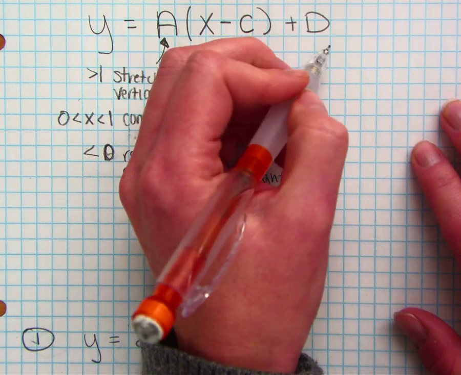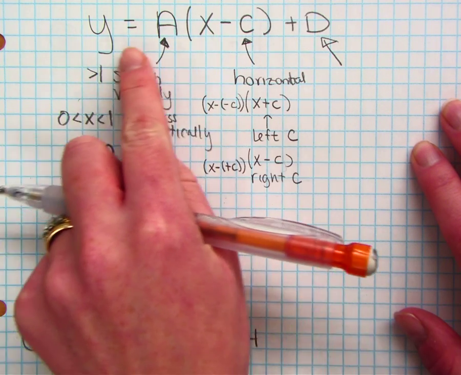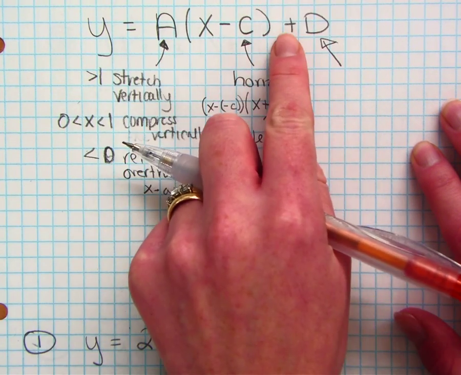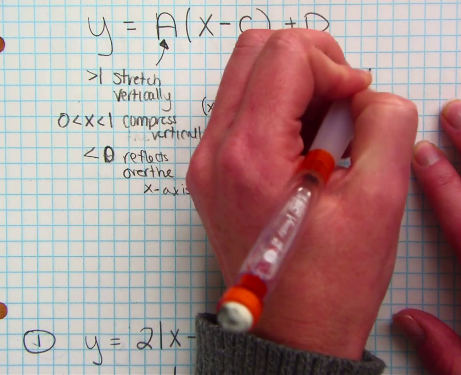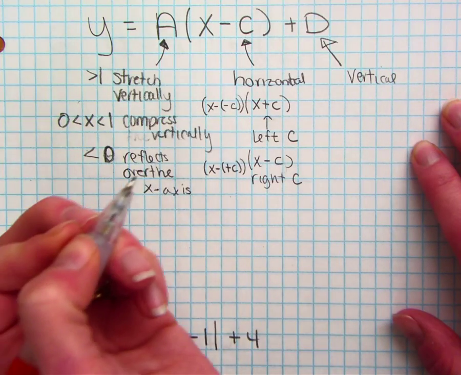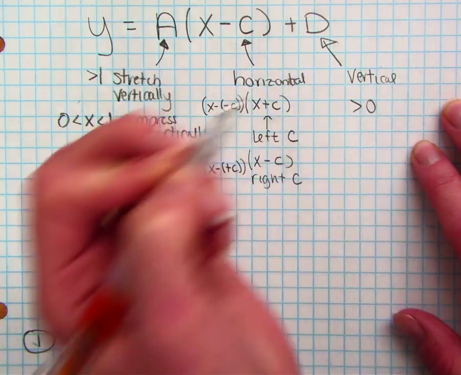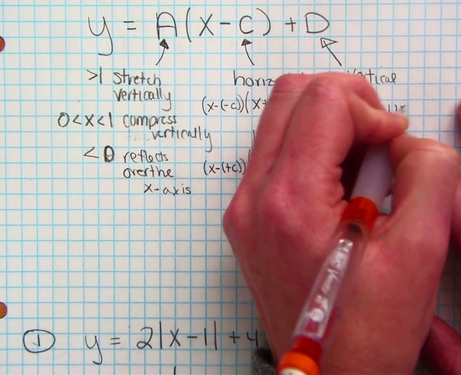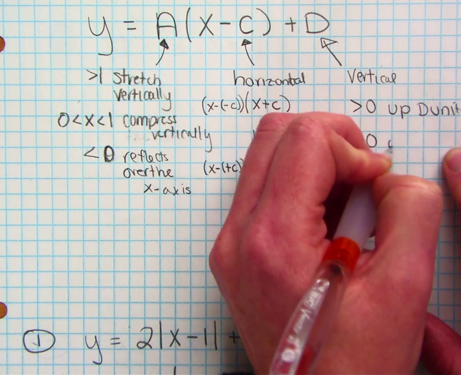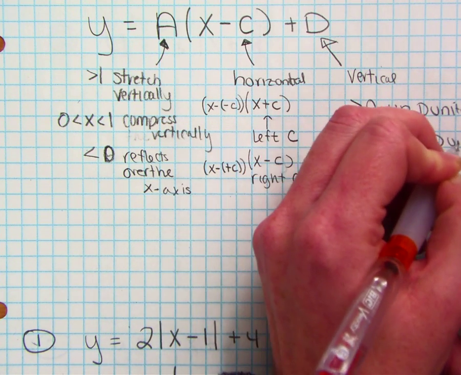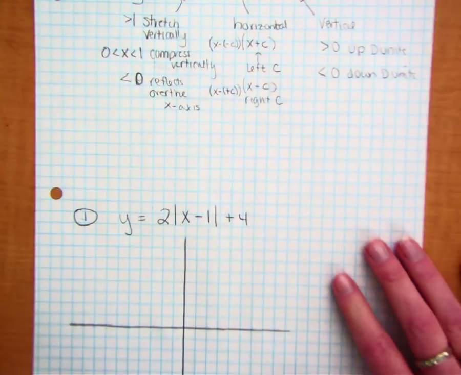And the last part is a transformation of the function with adding or subtracting d. Now this function is equal to y, so when you add d, you're adding the value to the y. So this is going to be a vertical transformation. Okay? If d is greater than 0, you're going to go up d units. If d is less than 0, you're going to go down d units.